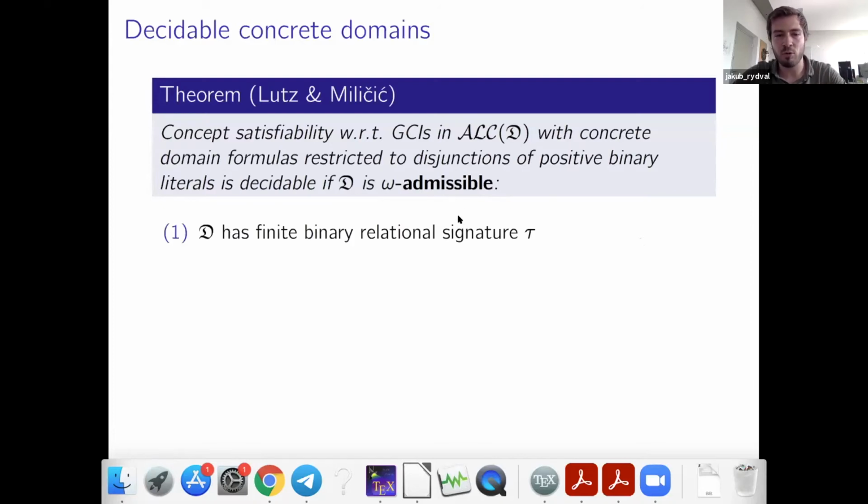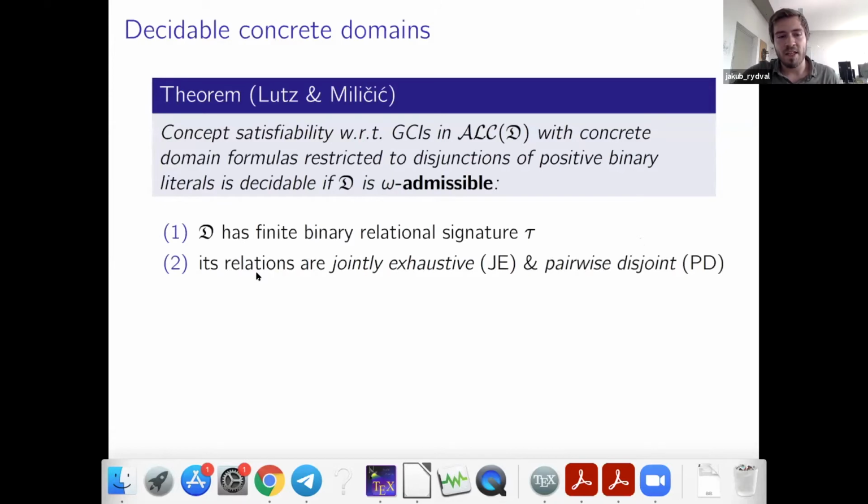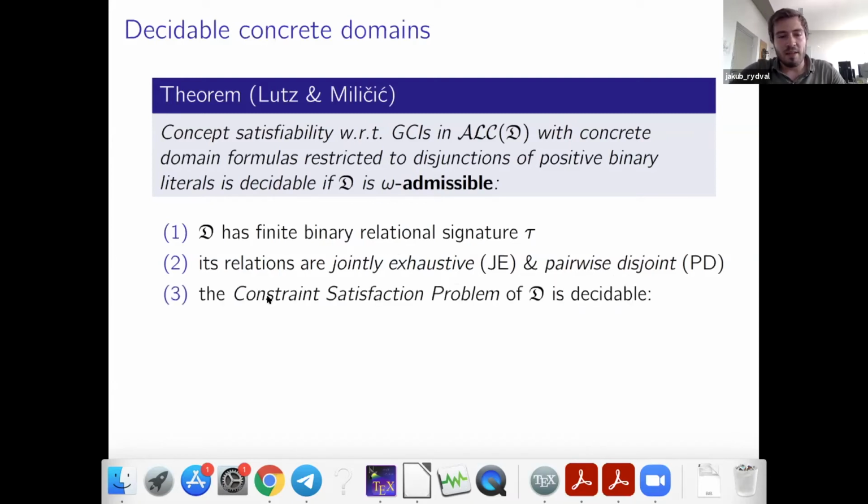I've broken it down to 5 points, and I've also reformulated it in the language of relational structures, which is more handy for what we've been doing in our paper. So D should have a finite binary relational signature tau. We've already seen that before. Its relations should be jointly exhaustive, short JE, and pairwise disjoint, PD, which means they should somehow fill in the whole two-dimensional plane, and they should also not overlap at any point. And the constraint satisfaction problem of D should be decidable.